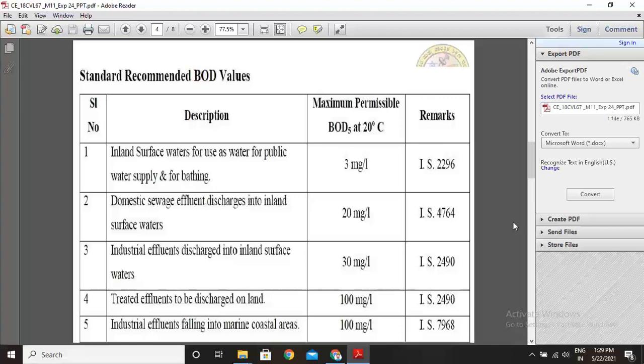Treated effluents to be discharged on land: the maximum permissible BOD is 100 mg per liter, as per IS 2490. If the industrial effluent is discharged into marine coastal areas, then the maximum permissible BOD is 100 mg per liter, as per IS 7968. So these are the standard recommended BOD values. It should be remembered based on the different types of sewage samples.